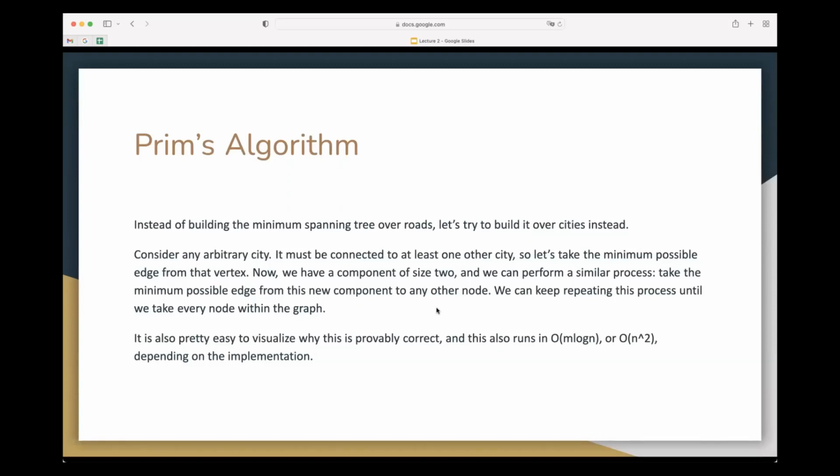So how does this work? Well, let's say we choose any arbitrary city. Let's say city 1, the capital city, or whatever, right? The capital city must be connected to at least one other city, right? And so the easiest way to connect it to any other city is to just connect it to the city that has the least cost among all of the cities that the capital city is connected to.